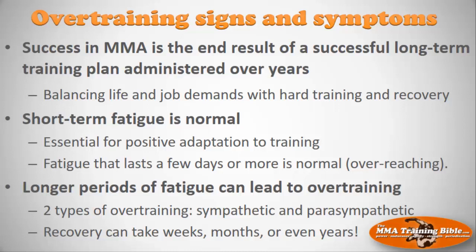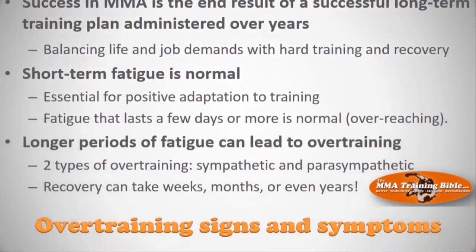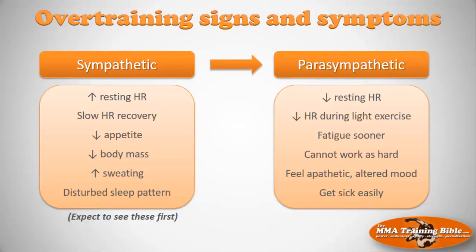And there's two different types of overtraining that I want to introduce you to in case you don't know about them. One is called sympathetic overtraining, and the other one is called parasympathetic overtraining. And importantly, recovery from these types of overtraining can take weeks, it can take months, and it can even take years in a worst case. So we've got sympathetic overtraining and parasympathetic overtraining.